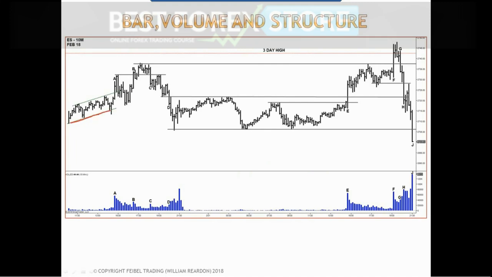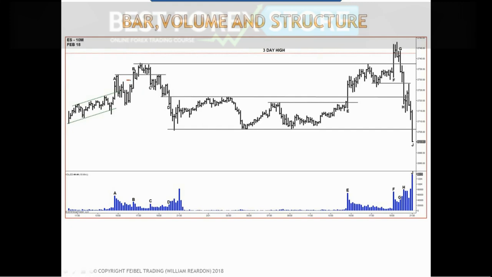Here we have a trend channel. What do we note at bar A? Volume is increased. We have the wide spread that closes firm. So this we would consider a clean break. It's perfect.